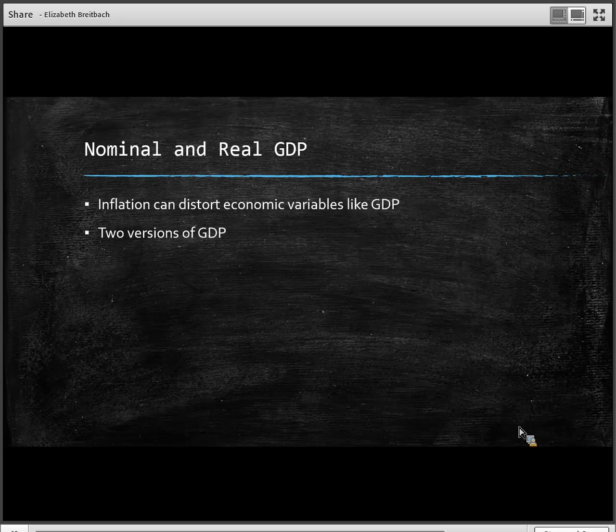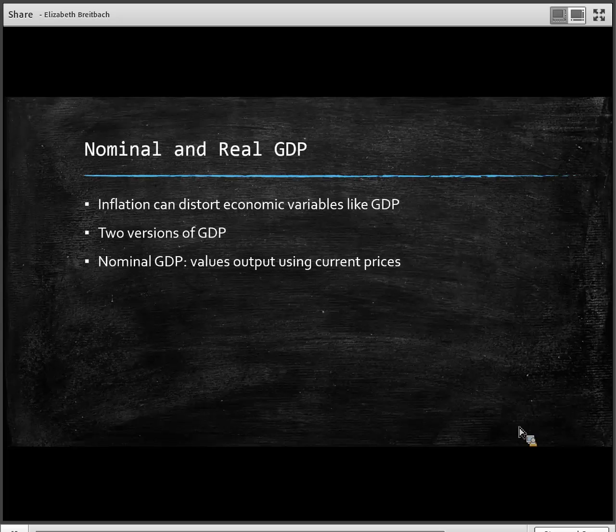And so we have two different versions of GDP, one that's going to allow us to correct for inflation and the other going to use current prices. Nominal GDP values our output, values our GDP using current prices. And so we say this is not corrected for inflation. What we mean by this is we're using today's prices. And so when we compare over time, we compare with the prices at that date. So if we were comparing 2001 to today, then we would use 2001 prices when calculating GDP in 2001, and then today's prices to calculate GDP today.